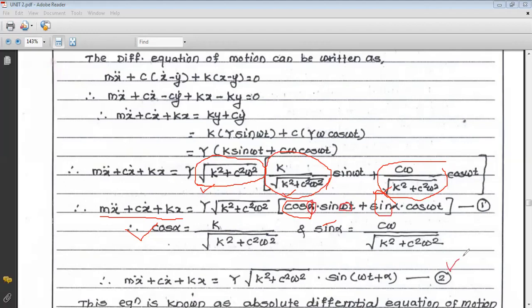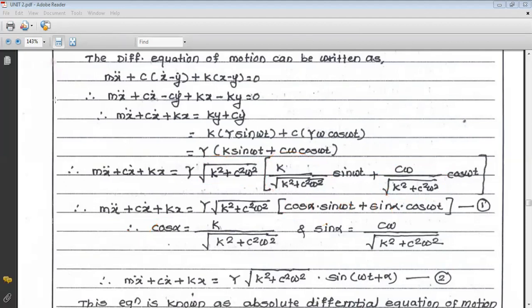So this is our second equation, equation number 2. It is the equation which is known as the absolute differential equation of motion when the forced vibration is because of the excitation of the support or base.